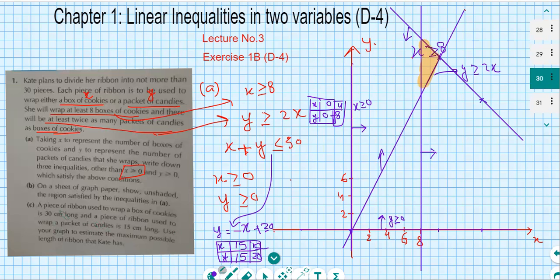Part C. A piece of ribbon used to wrap a box of cookies is 30 centimeters long, and a piece of ribbon used to wrap a packet of candies is 15 centimeters long. Use your graph to estimate the maximum possible length of the ribbon that Kate has.